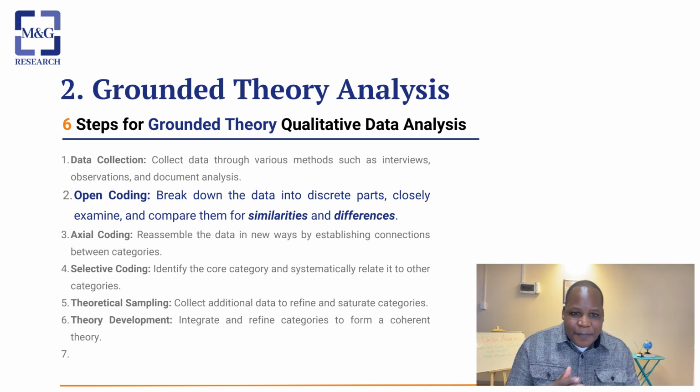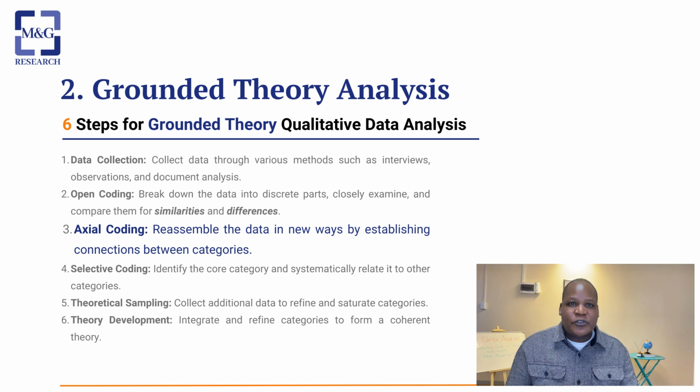And then when you come to the third aspect, which is axial coding, the purpose is to reassemble the data in new ways by establishing connections between the categories. So the whole purpose of this step is to reorganize the information in your own particular way. You show the relevant connections that exist between the categories that you established earlier during open coding.